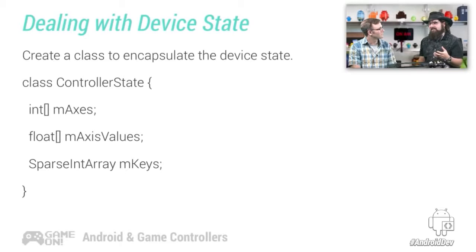So back to the APIs I mentioned before, API level 12 introduced a whole bunch of constants that you can use to determine which axes it actually is on the device. So they all map to different constant values.